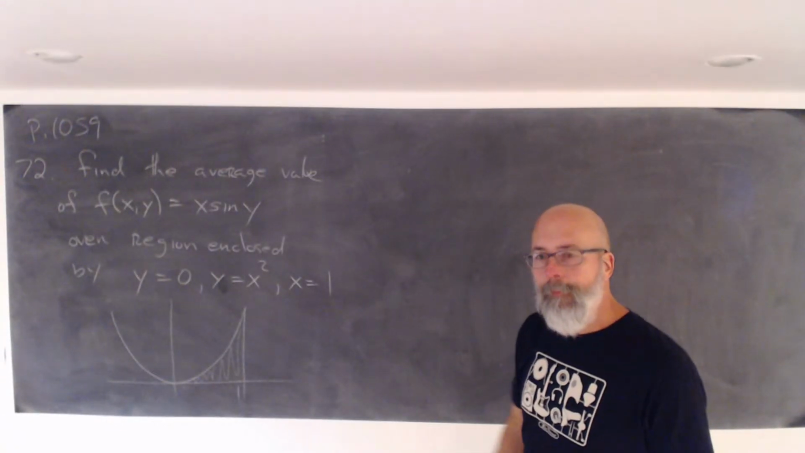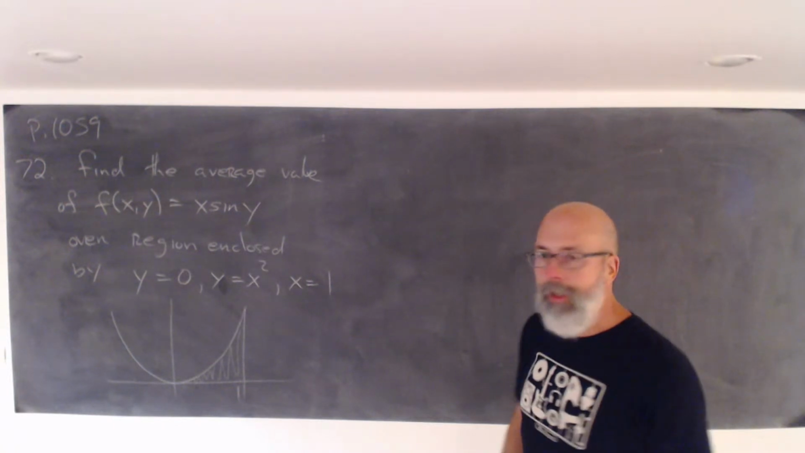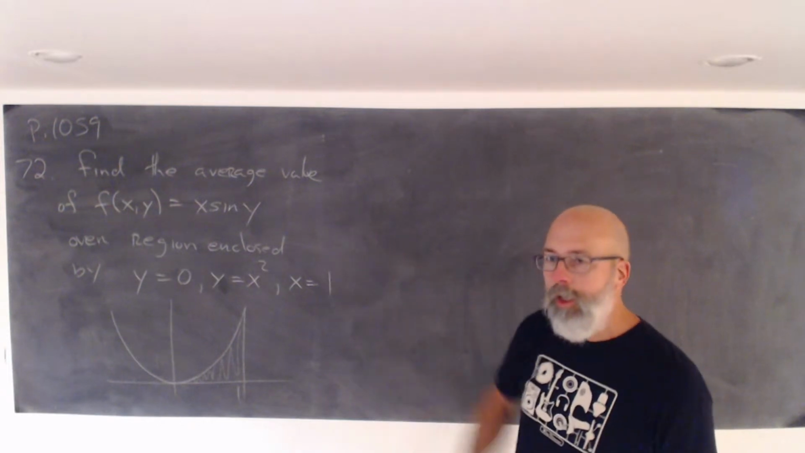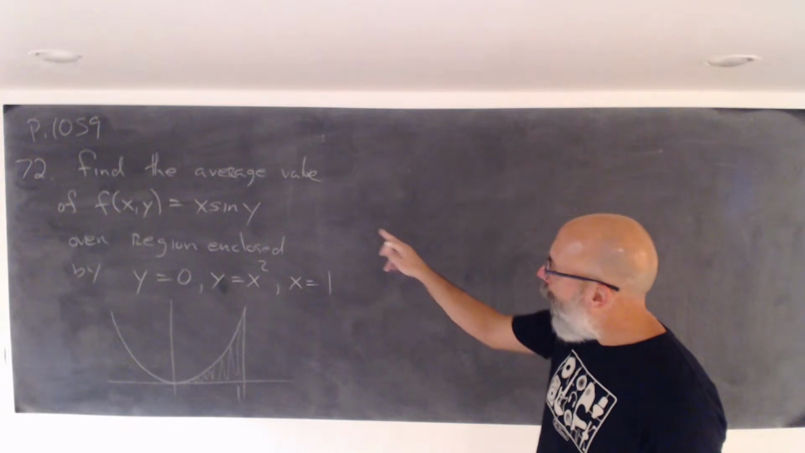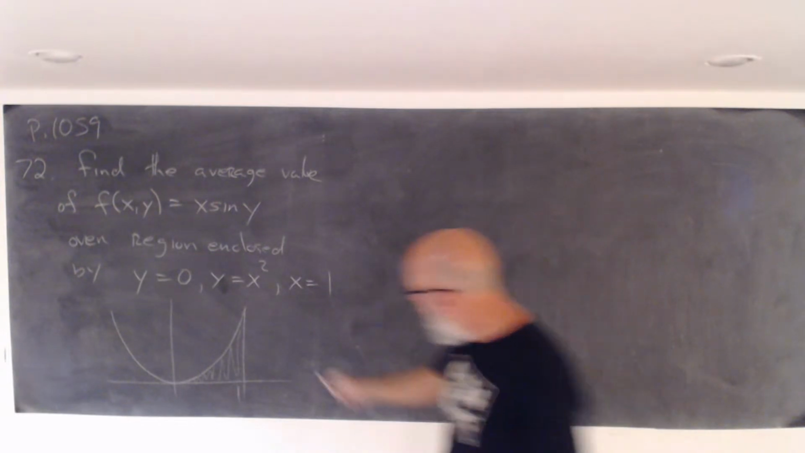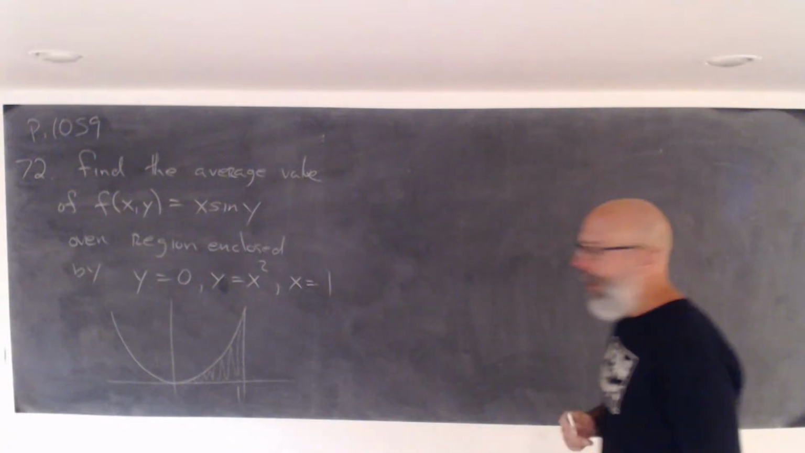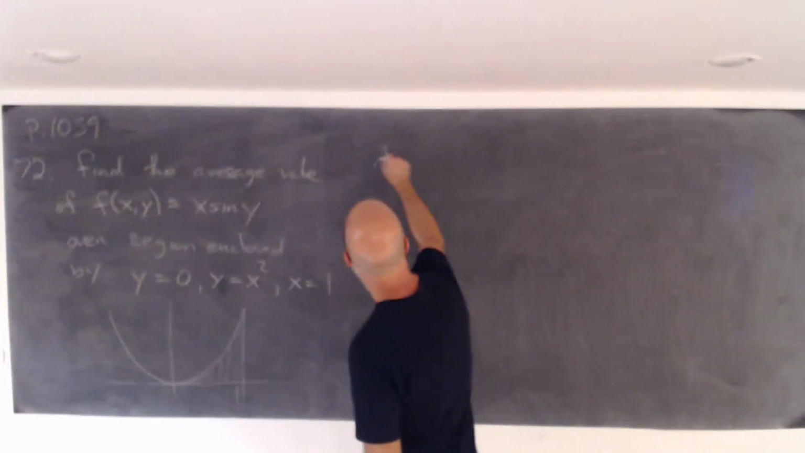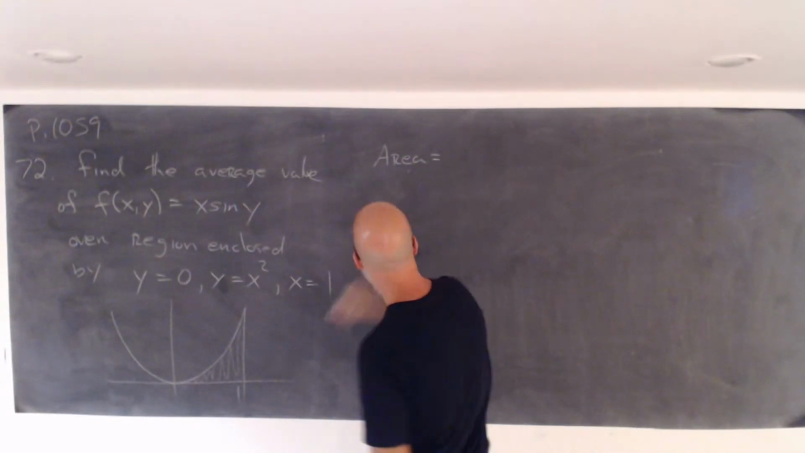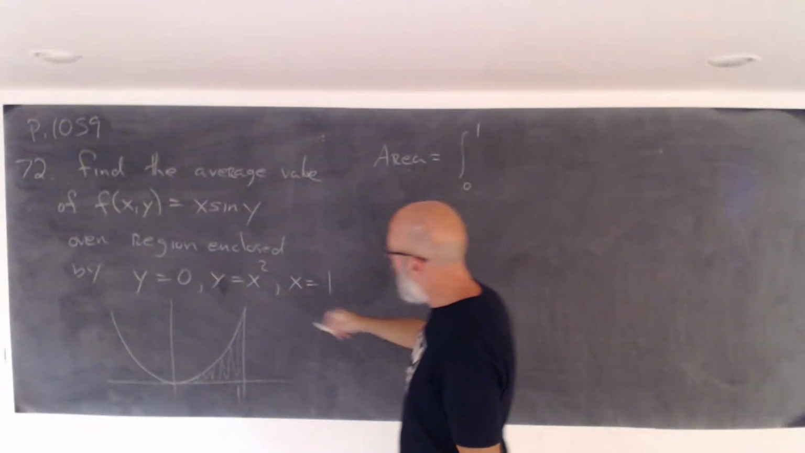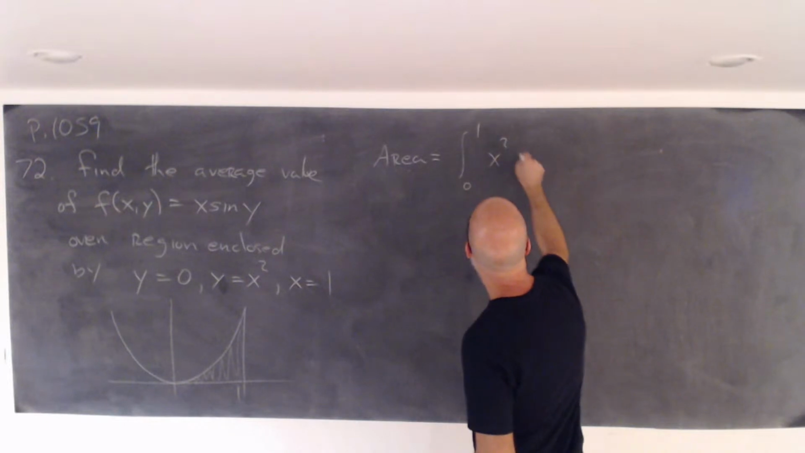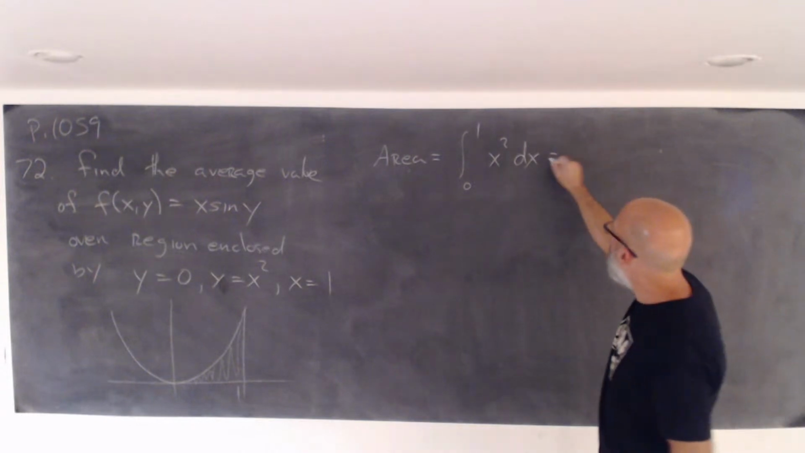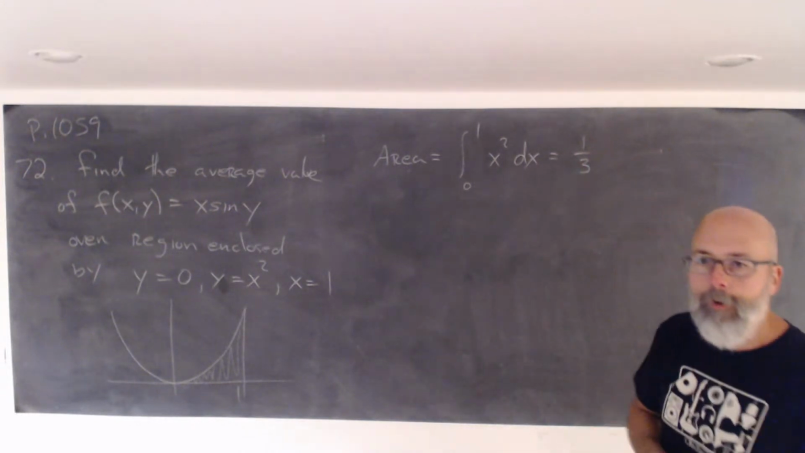All right. Well, let's start by finding the area, right? Because the average value, we're going to divide the integral by the area of this region. And you know how to find the area of that region, right? The area is just the integral underneath the function y equals x squared, which is easily seen to be 1/3.